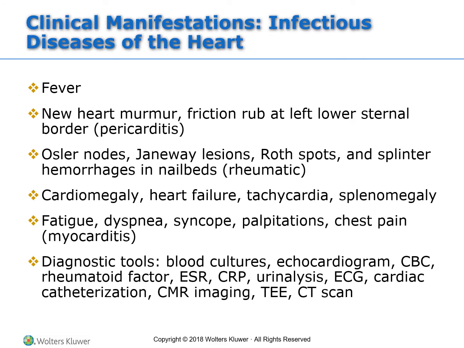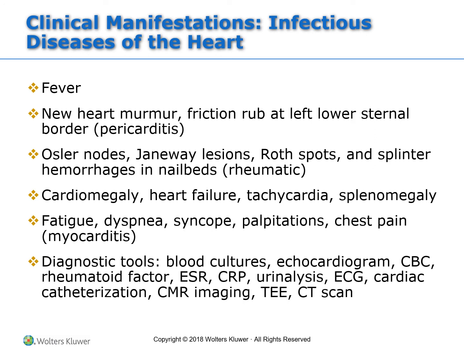As far as clinical manifestations, no matter which form you have, most patients will present with the same types of symptoms. They'll have a heart murmur, they'll have a fever. If they have pericarditis, you'll hear the friction rub in the left lower side of the sternum. If it's rheumatic, they can have the Roth spots. They can have the Osler nodes, and then they'll have the splinter hemorrhages in the nail beds. With myocarditis, generally they just complain of chest pain, pressure, fatigue, dyspnea, palpitations.